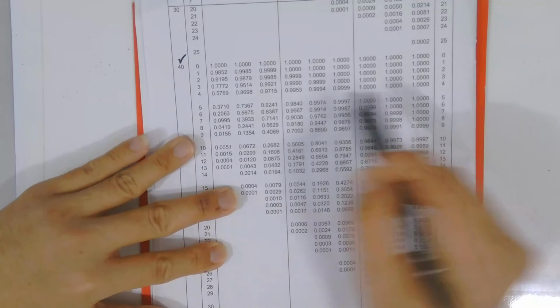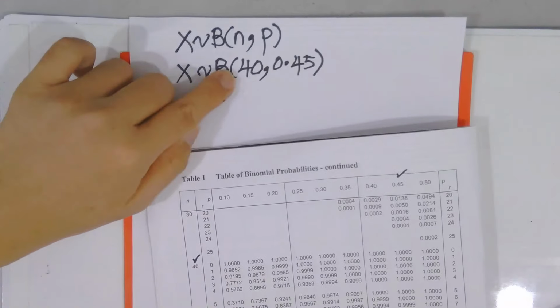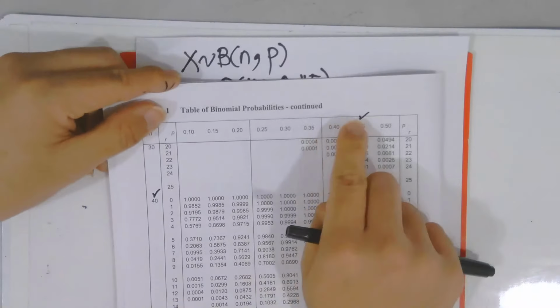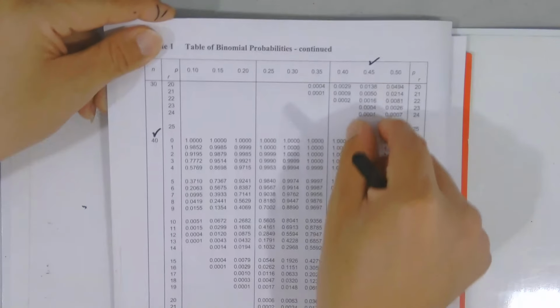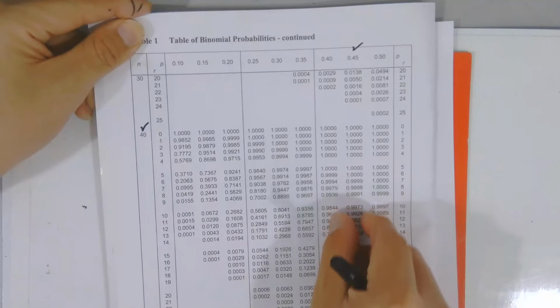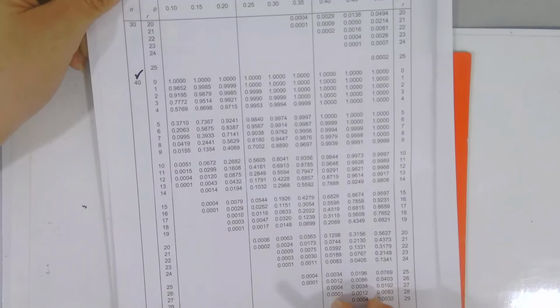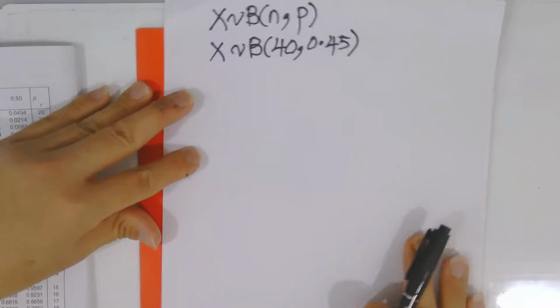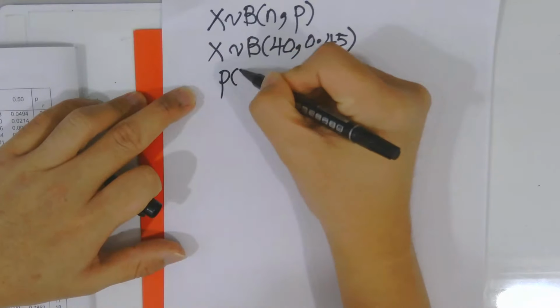So this is the column that we are interested in. Can you see that? The number of samples is 40, and the probability of success is 0.45. So this is the column that we're going to search for the value when we're finding the probability involving this distribution.